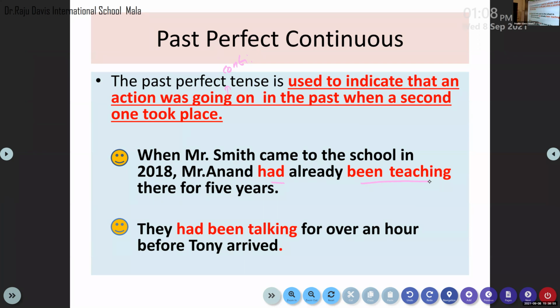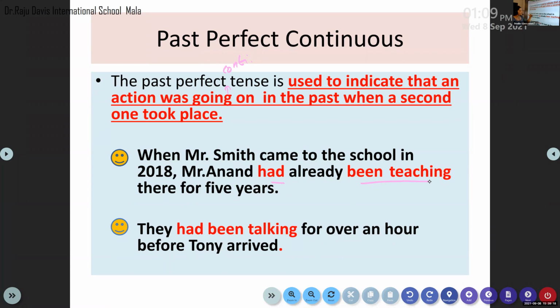So past perfect continuous tense is used to indicate that an action was going on or in progress in the past when a second one took place. To express such an action, we can use past perfect continuous tense in English grammar. Look at the second example, children.